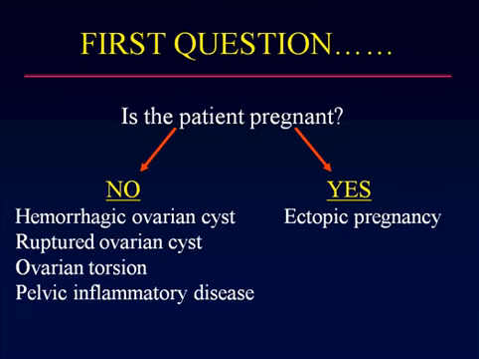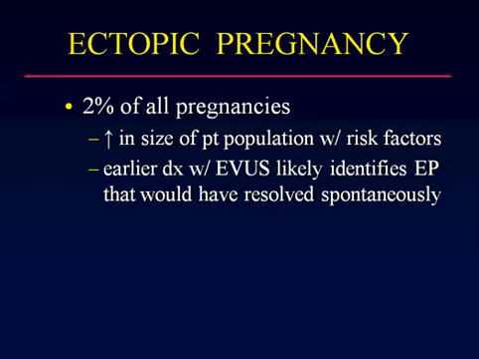If she is not pregnant, you will then evaluate her for the following etiologies, such as hemorrhagic ovarian cysts, ruptured ovarian cysts, ovarian torsion, or pelvic inflammatory disease. And these topics have been covered in other lectures on the website.